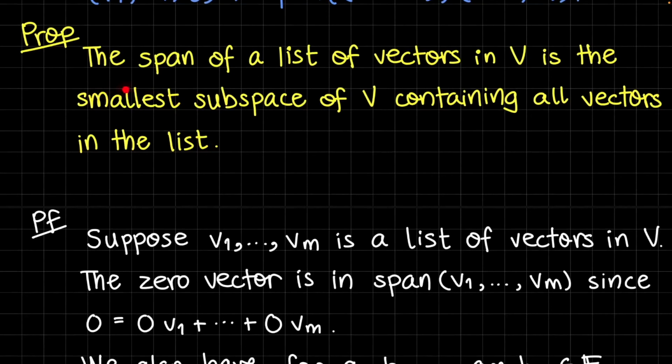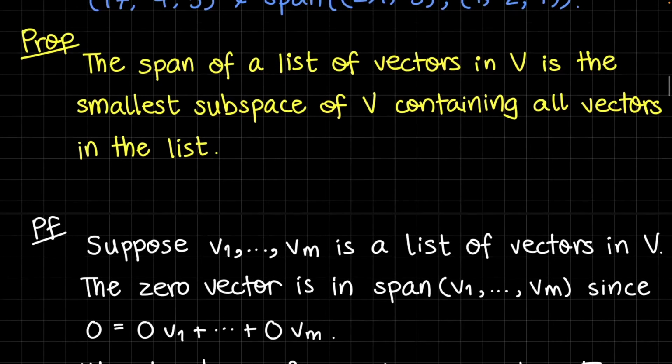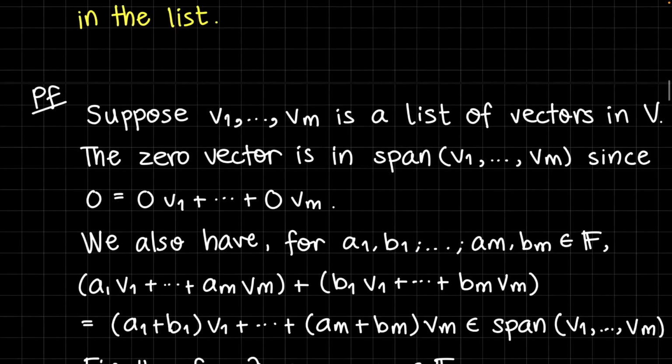So proposition, the span of a list of vectors in V is the smallest subspace of V containing all vectors in the list. So there's two things we need to actually show here, that the span of a list of vectors in V is a subspace, and then when it is a subspace, it is the smallest subspace that contains all vectors in that list. So let's first show that it is a subspace of V.